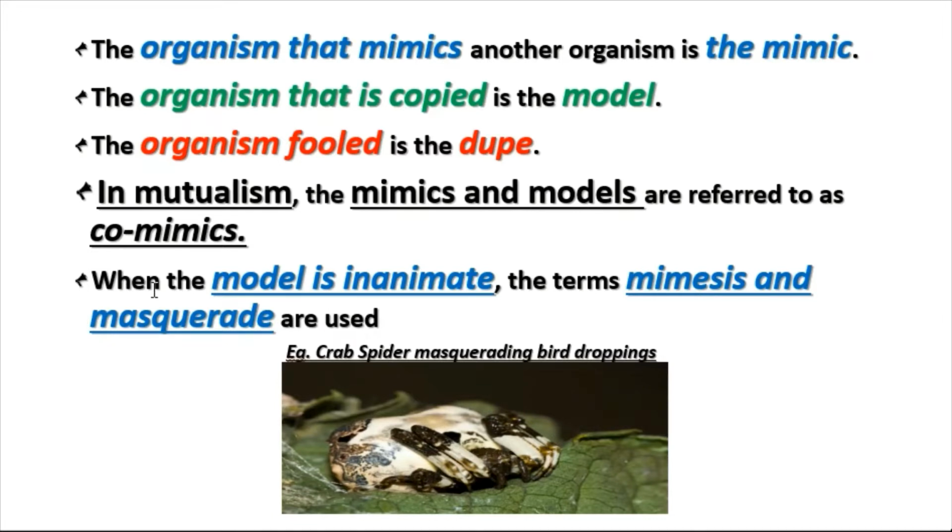There are some cases also where an organism can imitate traits of inanimate things. When that organism imitates a behavioral trait, for example, a sound made by an inanimate thing, it is called mimesis. But when the one copying copies the physical traits of an inanimate thing, it is called masquerade.